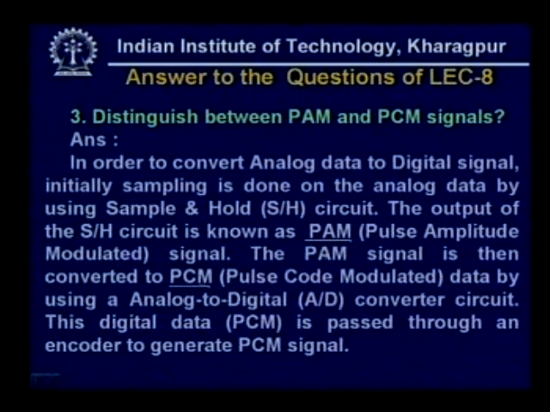After you have got the PAM signal, an analog to digital converter is used to quantize the signal. Then you use an encoder to generate the PCM signal. Line encoding is done. So you see, PAM is essentially an intermediate step for generating the PCM signal.